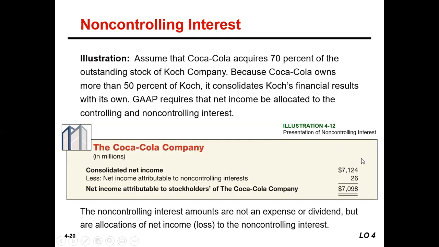All right, so consolidated net income 7,124 less the net income attributable to non-controlling interest. So then the overall effect is our net income attributable to stockholders of the Coca-Cola Company. It just separates out any income attributable to that non-controlling interest. Essentially, Coca-Cola is separating out any of the net income that it earned off of Coke Company, basically is what it's doing there.